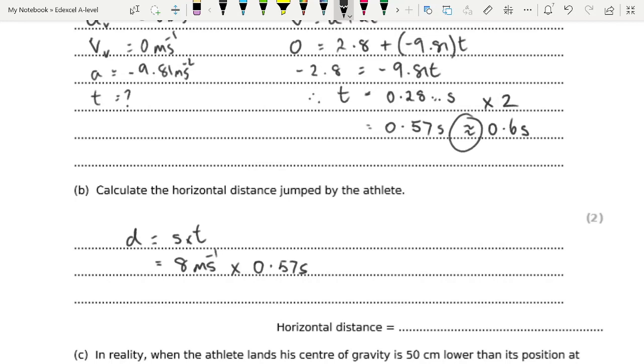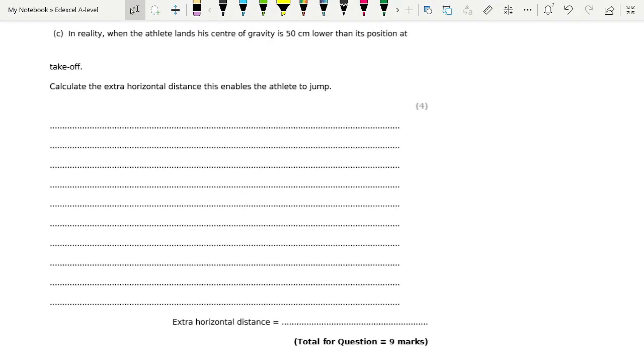But again, best practice is that you use your calculated value. Better still, keep whatever value you had in your calculator and use it in the next one. This gives us an answer of 4.57 meters. Okay, relatively straightforward so far. This is where the level 4 bit comes in. In reality, when the athlete lands, his center of gravity is 15 centimeters lower. What extra horizontal distance does this give him?